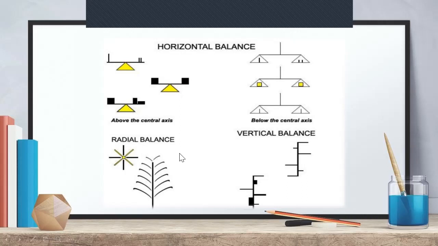Now we have radial balance. Radial balance is when you start at the center and go outward. So here at the center and then going outward. On the other side, it is a vertical balance. Vertical is like standing straight. And the left side and the right side are equal. So when you put them together, looking at the picture, it's still balanced. Just the same with this picture below.